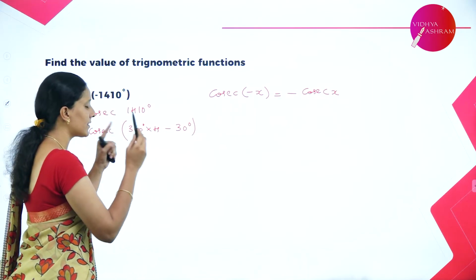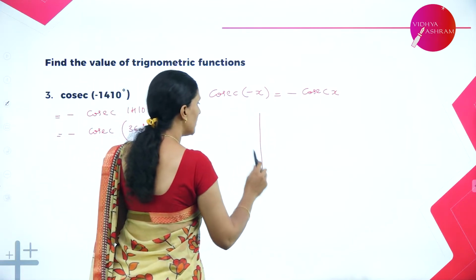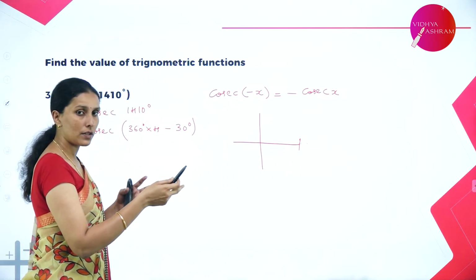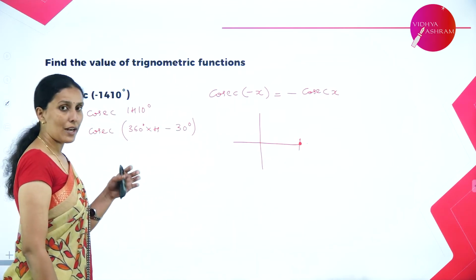When I say 360 into 4, it's a multiple of 360. Where does it come here? So, it will come here only. So, 360, 720, 360 into 3, 360 into 4. All angles will lie on the same position whose value is same.